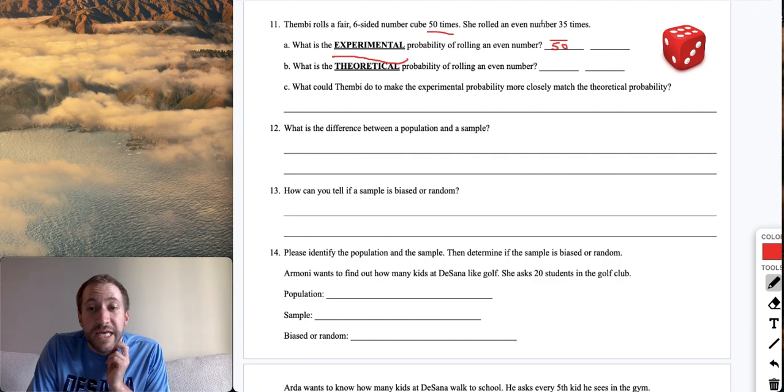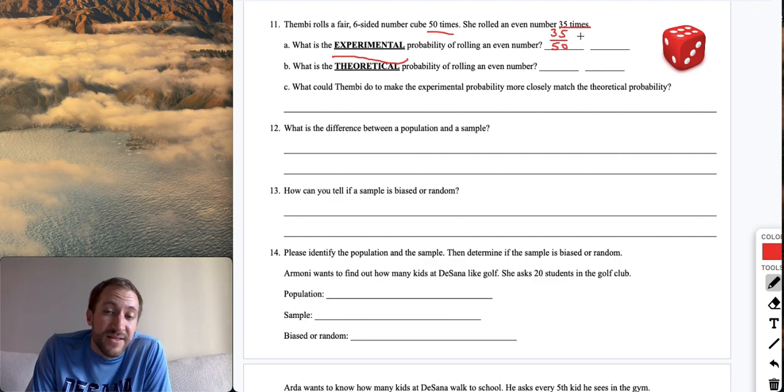How many times did she roll an even number out of 50? Looks like she rolled it 35 times out of 50. So I'm going to have 35 out of 50. When I simplify that down, it's going to give me 7 out of 10. When I turn that into a percentage, that's going to be 70%.